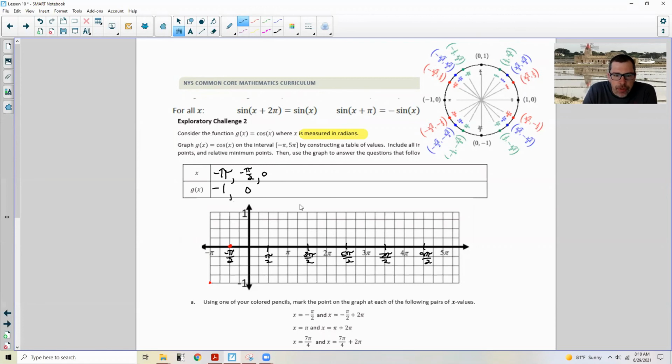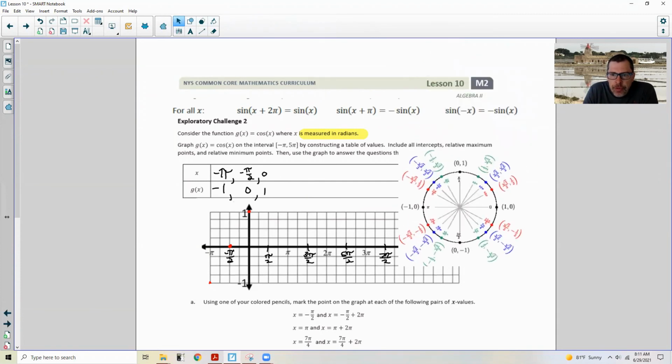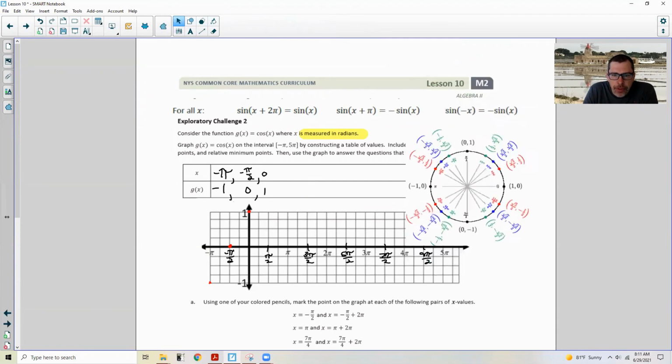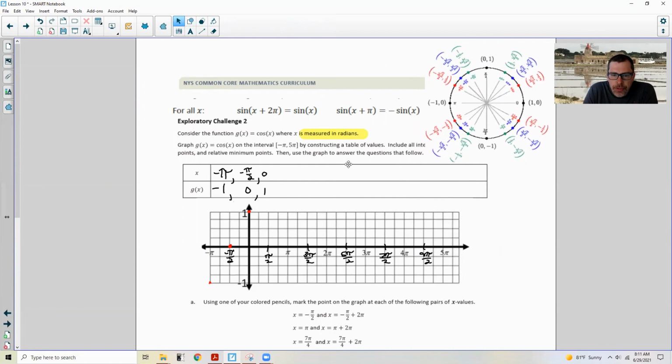And the cosine of 0 is 1. So that's right here. Okay, so I suppose I should include other values, but it says here, and let me move the circle for a second, include all intercepts, relative maximum points and relative minimum points. Okay, so I guess what we're doing is okay, because there is an intercept, there is a max, there's a min. So I guess we're doing okay with halves. So let's just keep going.